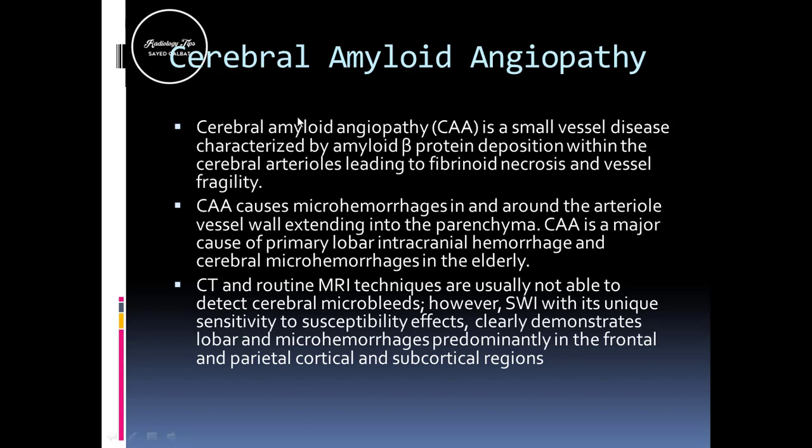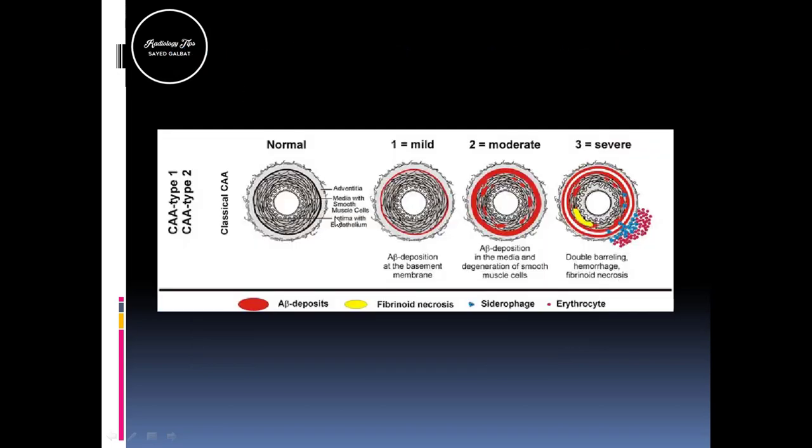Starting with the applications of SWI, the first thing is cerebral amyloid angiopathy. We all know that in cerebral amyloid angiopathy, we have deposition of beta amyloid protein in the basement membrane of the small and medium-sized vessels, leading to fibrinoid necrosis of the wall and then leakage of some blood around the vessels.